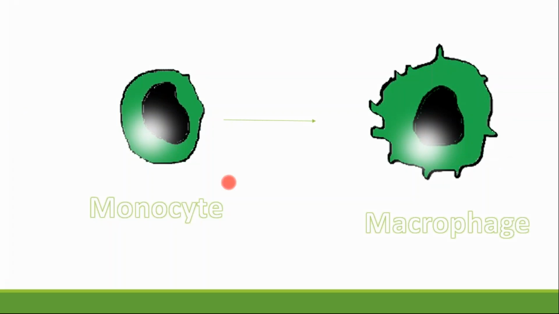See, this is the monocyte, which does not have any pseudopodia. When the monocyte enters the tissue, pseudopodia develop and the size of the cell also increases. This pseudopodia will help the antigen to get inside the cell. And once it is inside the cell, it will kill the antigen and remove the antigenic particles outside the cell. That is all about cells of the immune system.